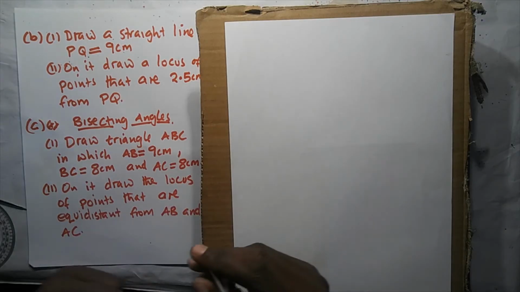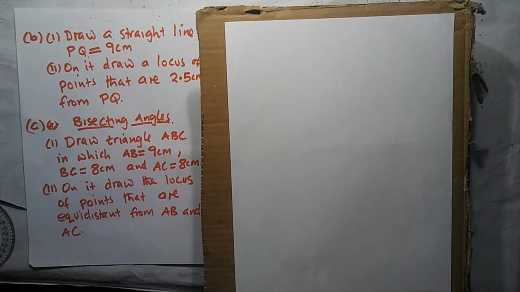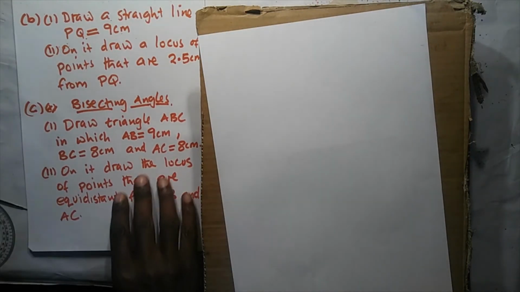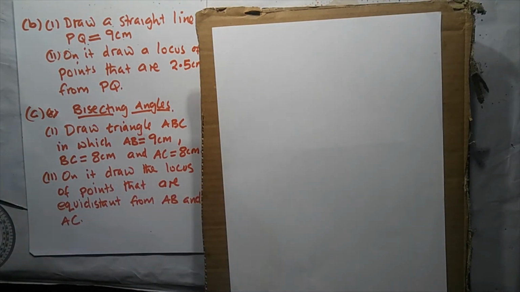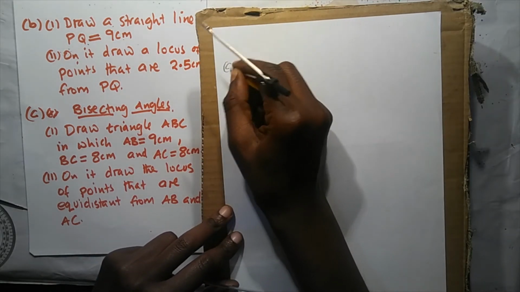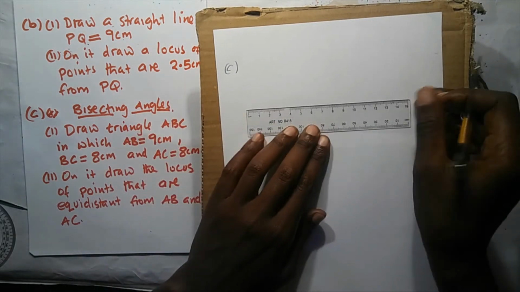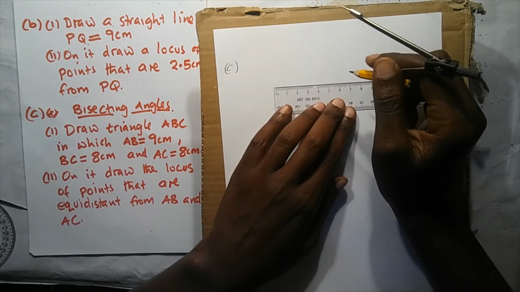Okay, the next type of locus says draw a straight line PQ which is equal to 9 centimeters. We are going to use our ruler here. This locus is C. So we are going to draw 9 centimeters here.